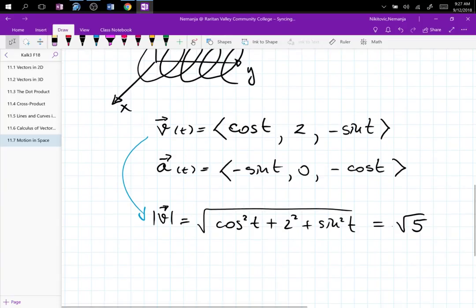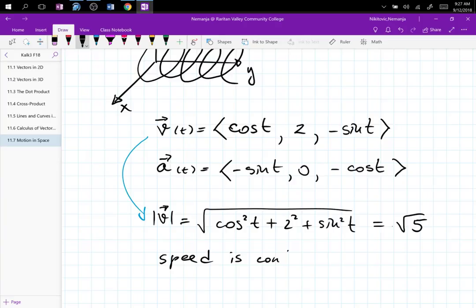So now, we know that speed is constant, because it's just root 5. That's awesome. Right? We have a constant speed. Now, wouldn't that mean, if you have a constant speed, that acceleration is 0?